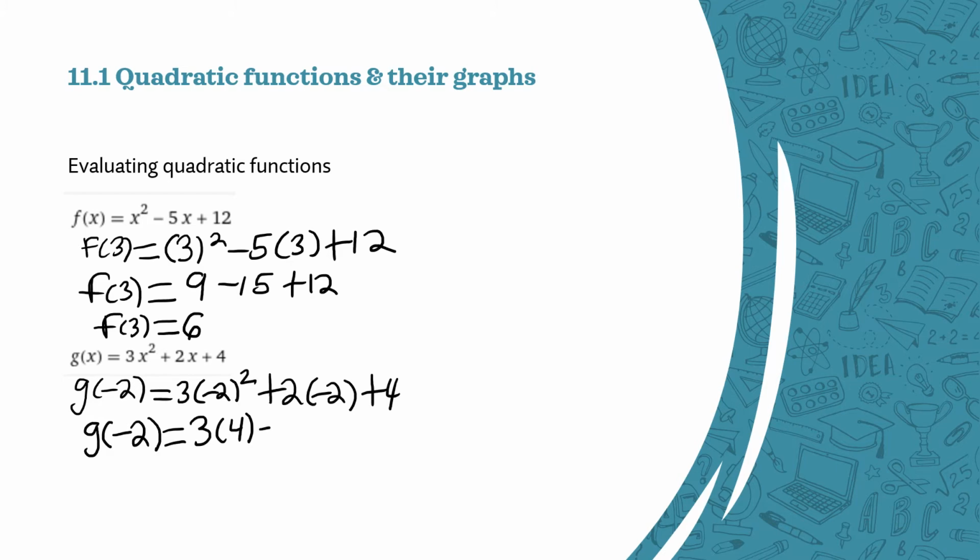So g of negative 2 equals 3, negative 2 squared is 4. 2 times negative 2 is negative 4, plus 4. Right off the bat, I already know negative 4 plus 4 cancels out. It becomes 0. So then g of negative 2 is equal to 3 times 4, which is 12. Therefore, g of negative 2 is equal to 12.